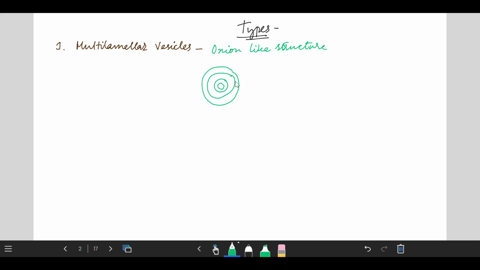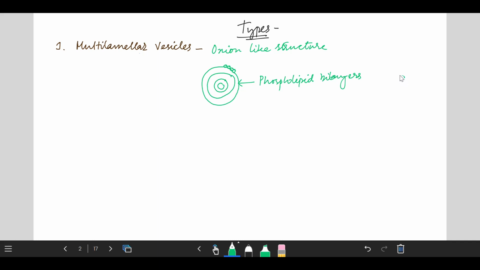This is multilamellar vesicles. Okay, these are the phospholipid bilayers. These phospholipid bilayers do not look like lines. They look like this kind of chain. Okay, for easy purpose, I have drawn like this.